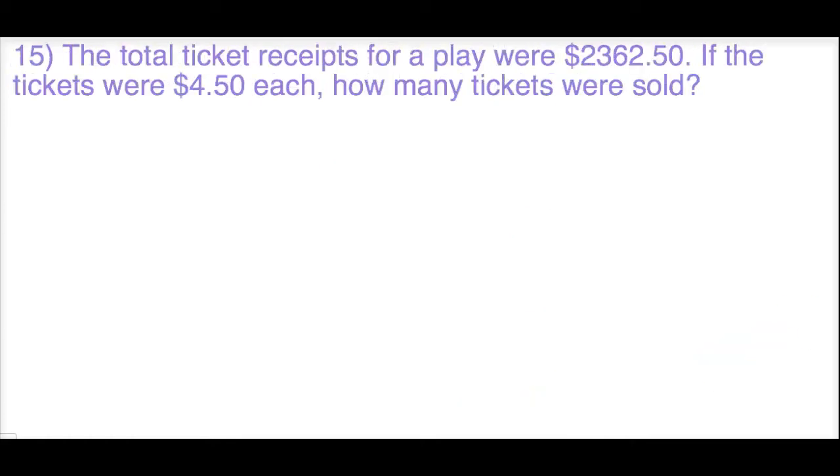Number 15, the total ticket receipts for a play were $2,362.50. If the tickets were $4.50 each, how many tickets were sold? So this one's going to be taking a whole and making it into parts. That means we're going to be dividing. So we're going to set up the problem, 2362.